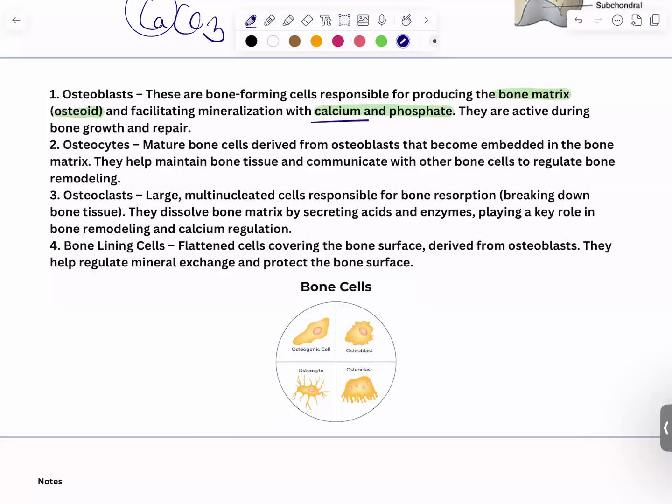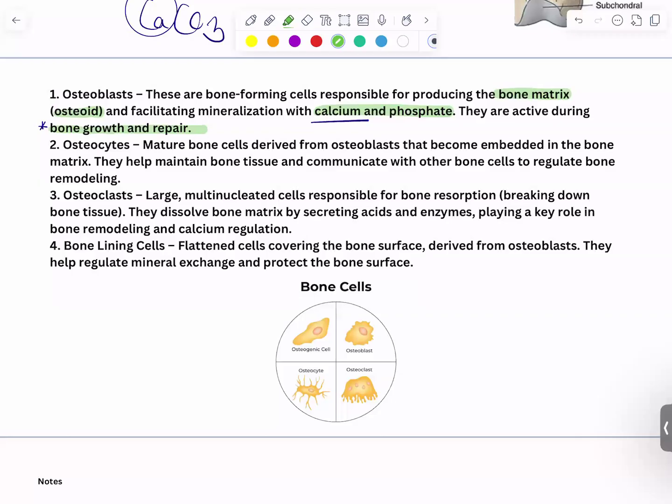So when they ask which cell is very active for the formation of the bone, which cell is very active to store the calcium ions, you have to say osteoblast. Why? Because they are active during the bone growth and repair. Not only growth, also repair. Another type of the cell is osteocyte.